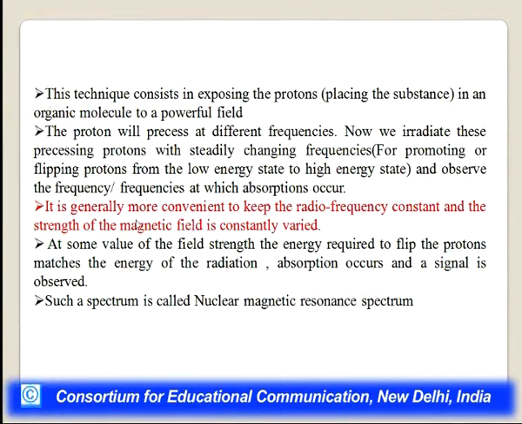It is generally more convenient to keep the radio frequency constant, because we can change the frequency of a particular electromagnetic radiation as well as the strength of the magnetic field. But what is more convenient? It is generally more convenient to keep the radio frequency constant and the strength of the magnetic field continuously varied.